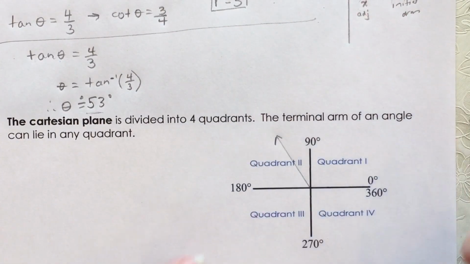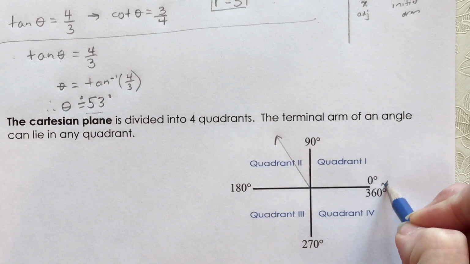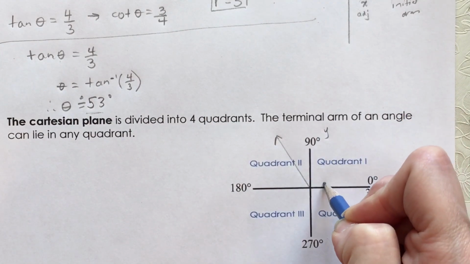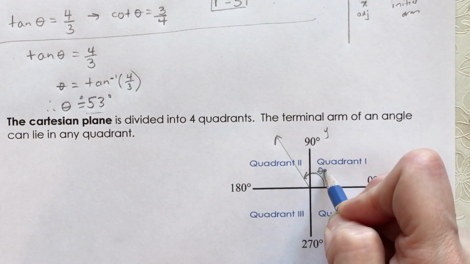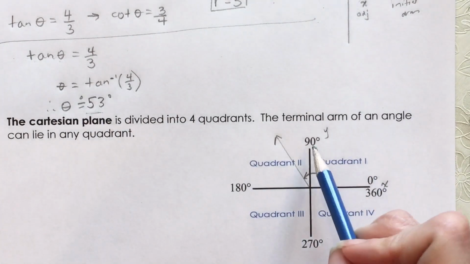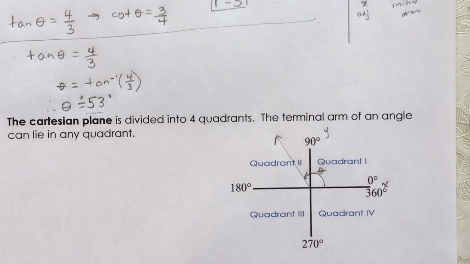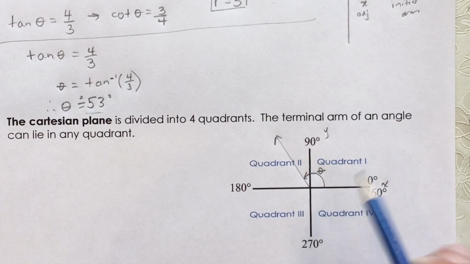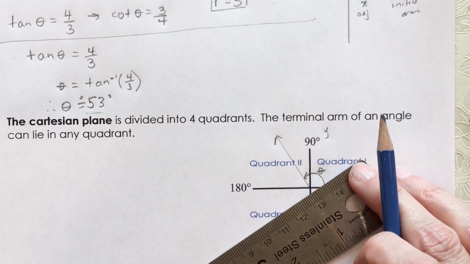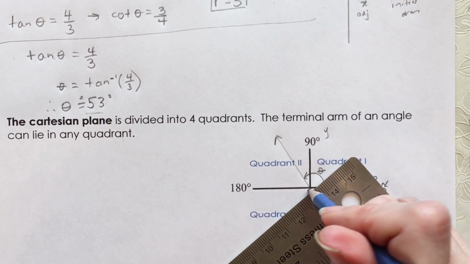Well, the angle theta goes from the positive x-axis around to the terminal arm. So there would be my angle theta, and we can see it would be between 90 and 180, or an obtuse angle. Down in quadrant 3, for instance, you could draw it anywhere in quadrant 3.